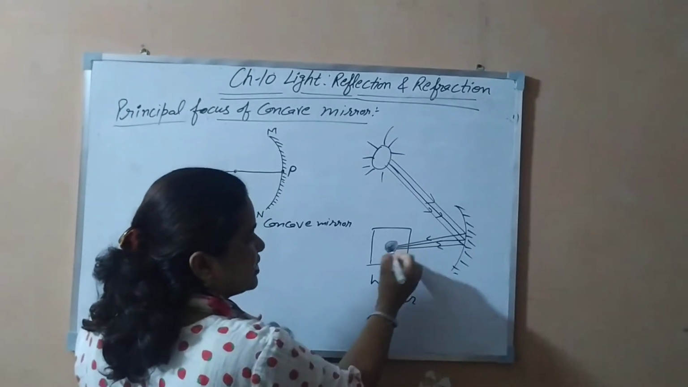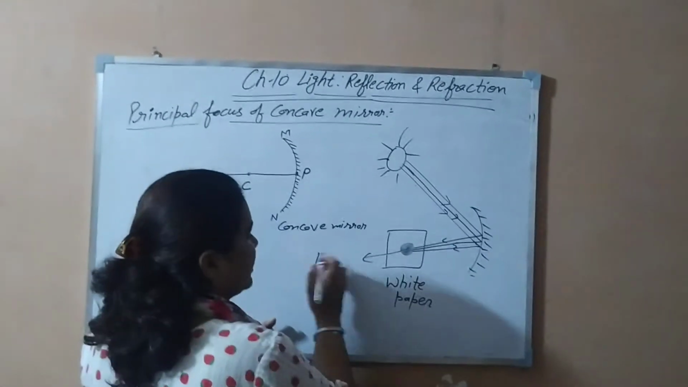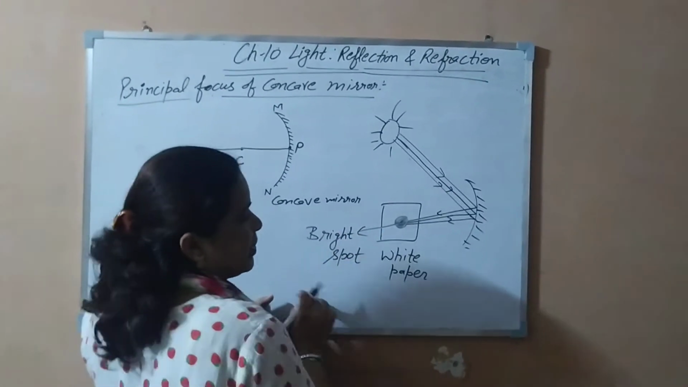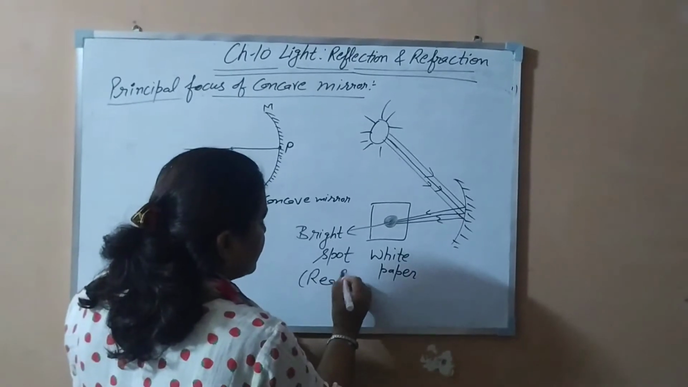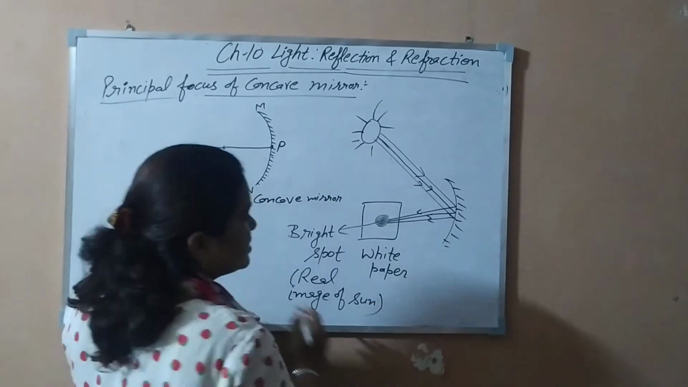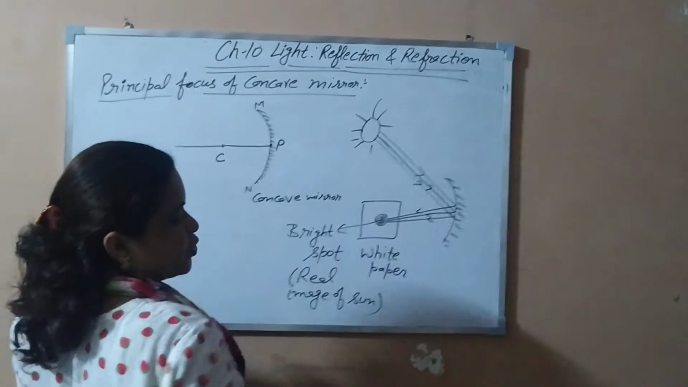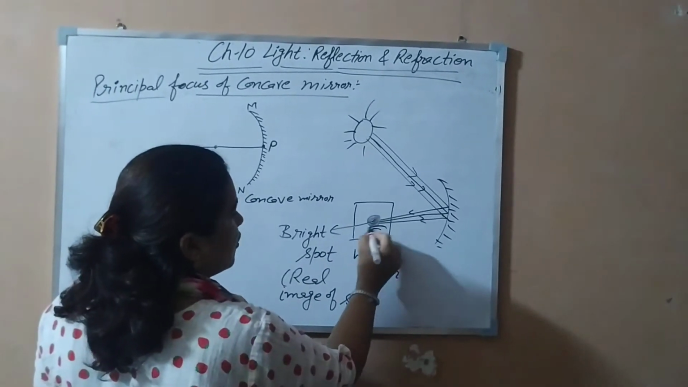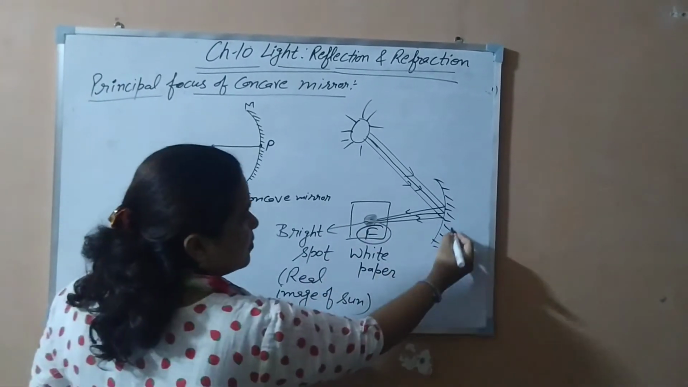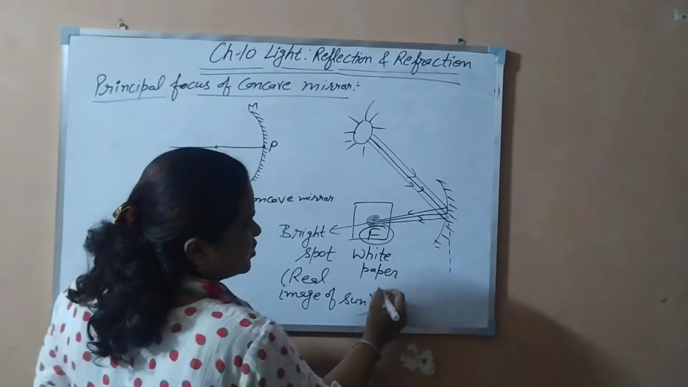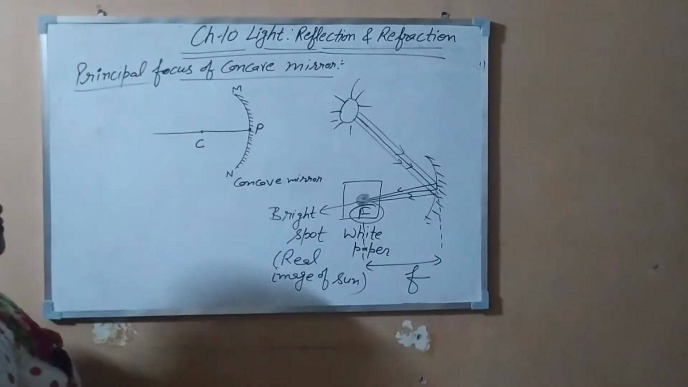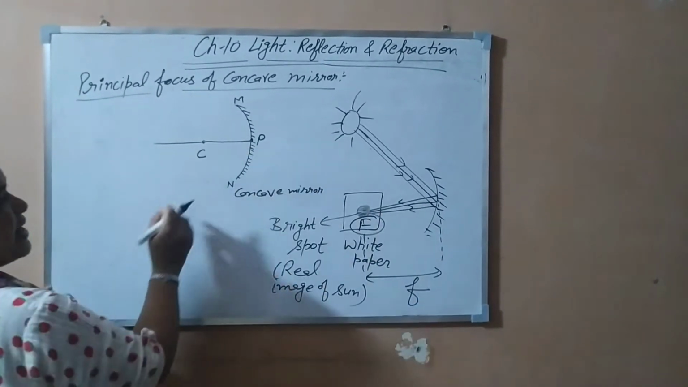This bright patch, or bright spot, on the paper is known as the real image of the sun, and this point is known as the focus of the concave mirror. The distance between the pole and this point is known as the approximate focal length of the mirror. So let's see this diagram here.